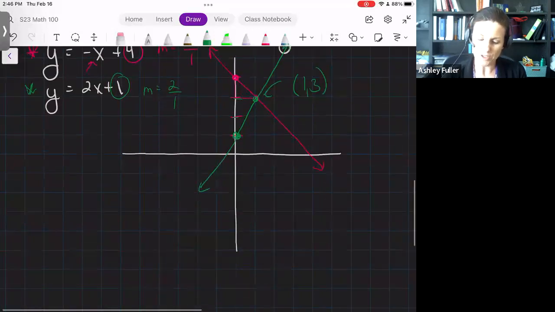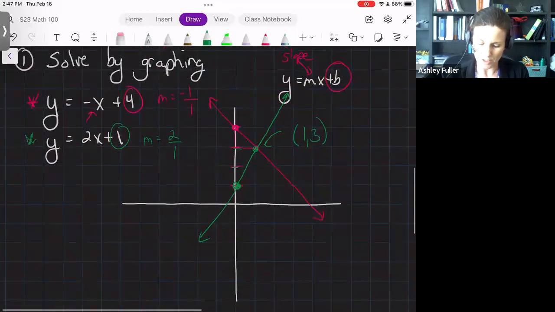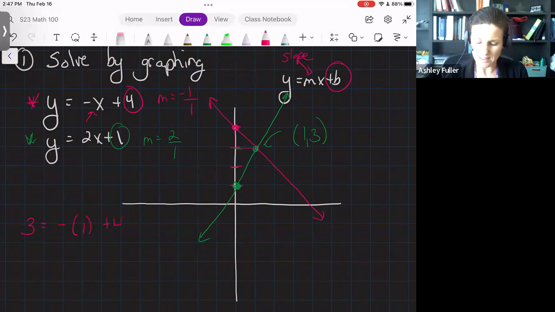As confirmation of that, we can go back to both equations. In our pink equation, we can plug in 3 for y, plug in 1 for x, and we see that 3 does indeed equal -1 + 4. For our green equation, we can also plug in 3 for y and 1 for x, and we see that 2 times 1 + 1 is indeed 3. They both work.